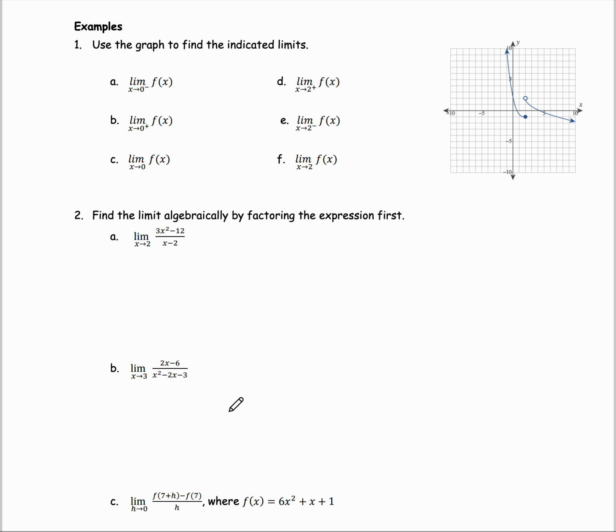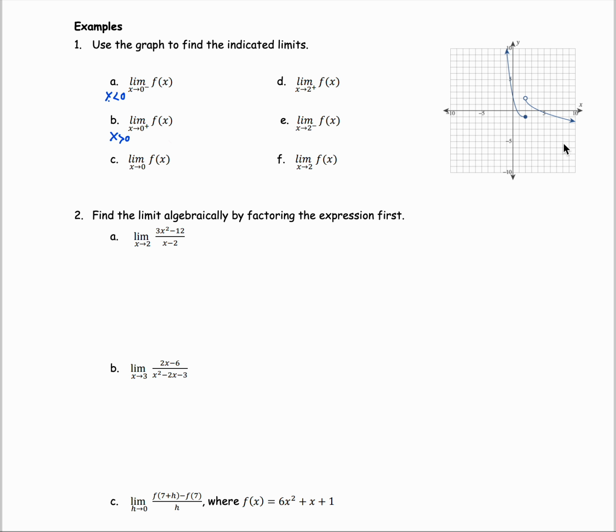In the first part here, we just use the graph to determine the left side, the right side, and then the two-sided limit. As you see, parts A, B, and C: A is the left-hand limit, B is the right-hand limit. That means in part A, x is slightly less than 0, in part B, x is slightly greater than 0, and in part C, we are going to look at these two values, whether they are the same or not.